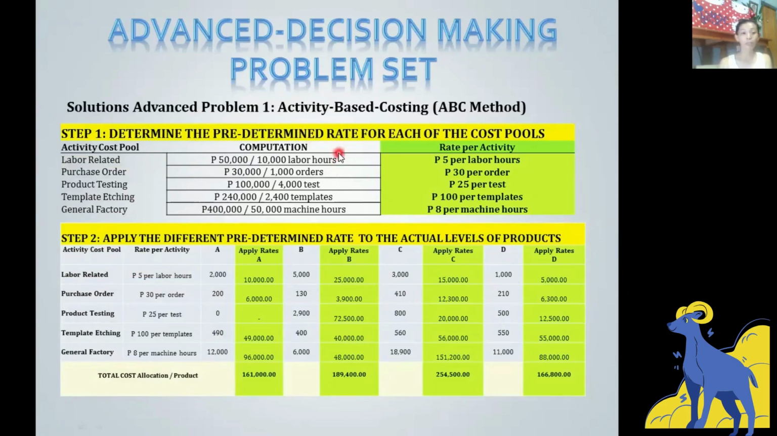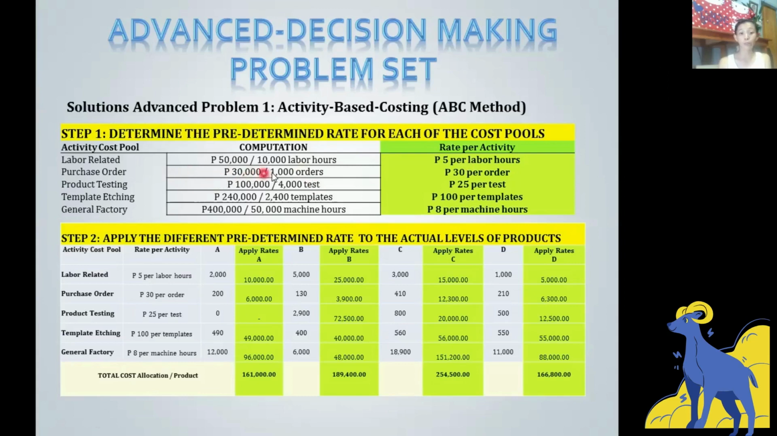So we have the computation here. We have the activity cost pools on the right side: labor related, purchase order, product testing, template etching, and general factory. The formula is the budgeted cost divided by the target level of each activity, which equals the predetermined rate per activity. For example, labor related has a budgeted cost of 50,000 pesos and a target level of 10,000 labor hours. Therefore, the predetermined rate is 5 pesos per labor hour.